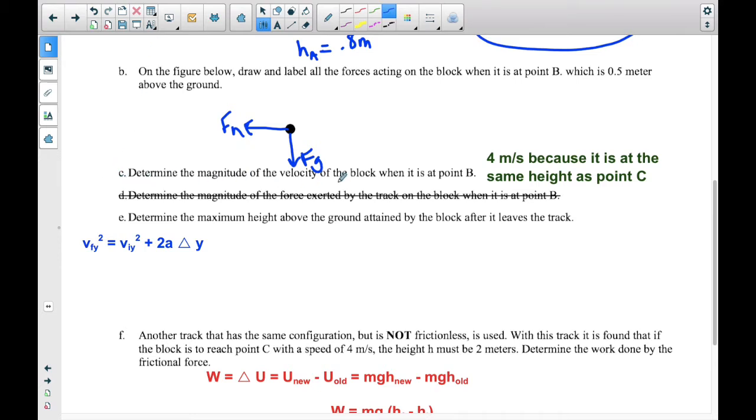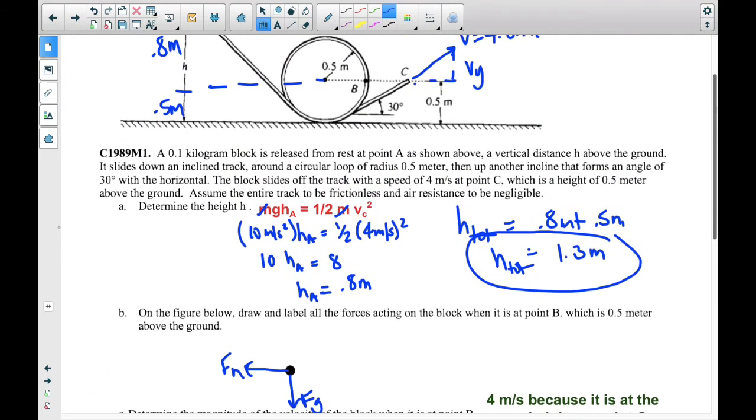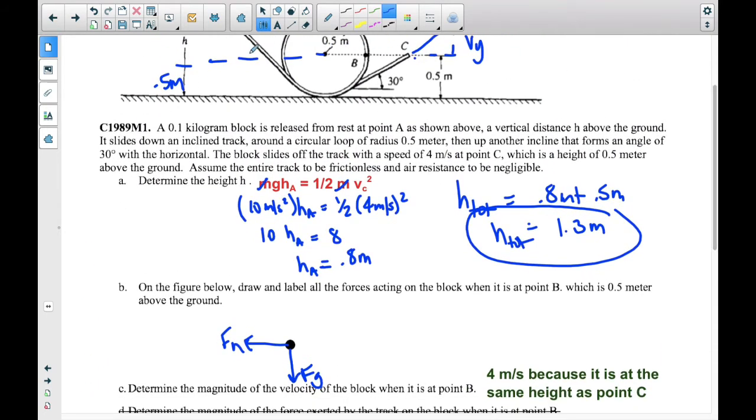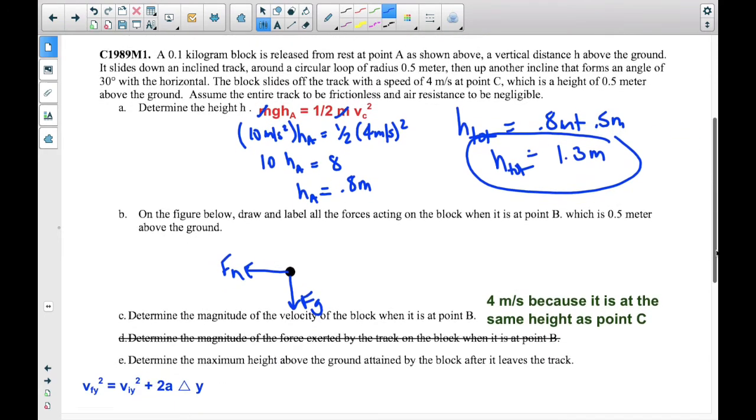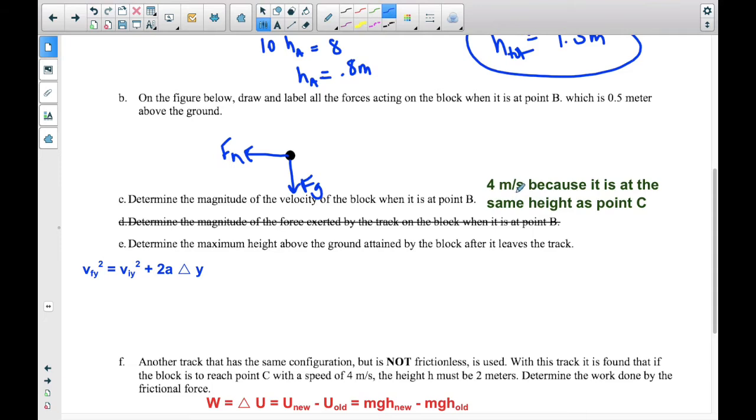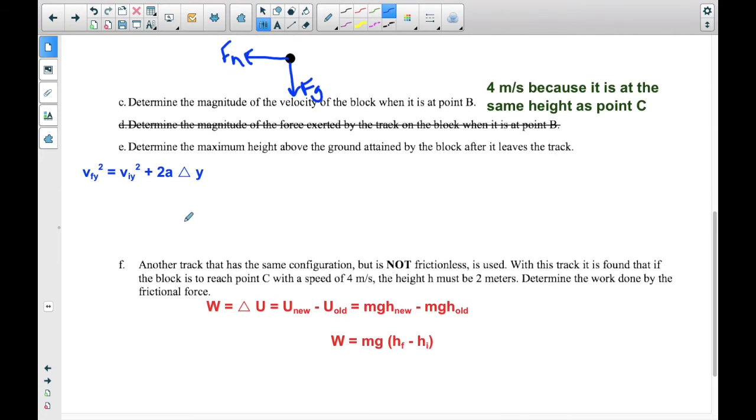Question C, determine the magnitude of the velocity of the block when it is at point B. Well, once again, point B, notice the diagram. Point B is in line with point C. So if it is at 4 meters per second at point C, it is also 4 meters per second at point B. So that's the answer on part C. Okay, part E, we are going to have to go back and use a kinematic equation. Determine the maximum height above the ground attained by the block after it leaves the track.